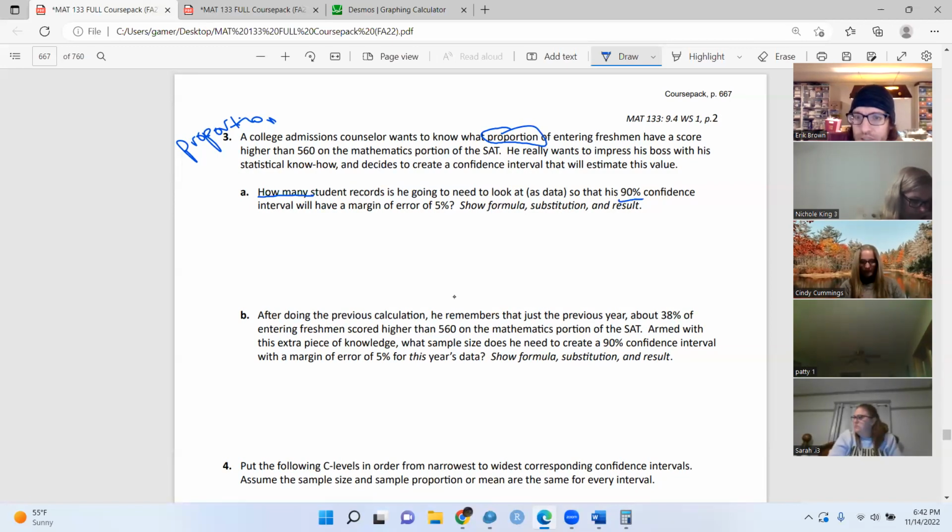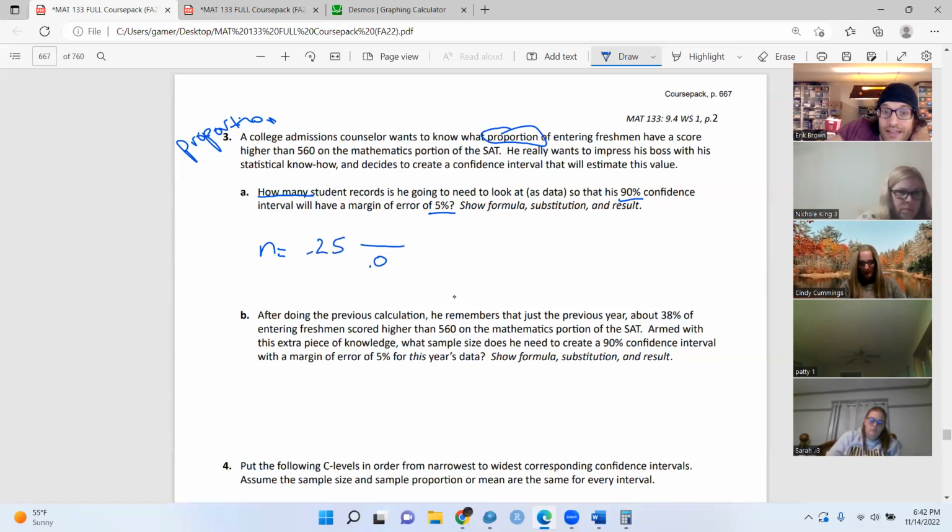Oh wait, but there are two percentages here. Are we sure it's without? Yes. Yeah, right, because this is the C level. So this is going to tell us what the Z alpha is. This is the margin of error. Now, the one thing that most students get wrong in this is the margin of error. They forget to convert it to a decimal. Did you put it in as 0.05 for E?